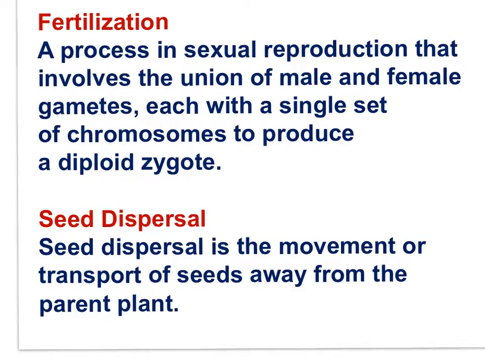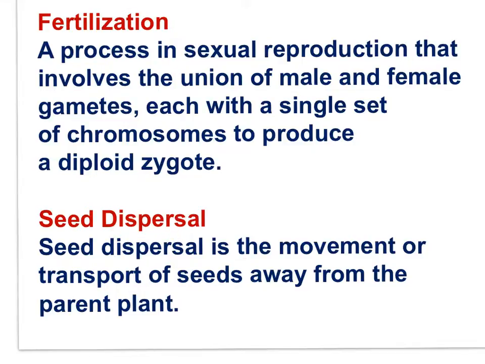So, fertilization is a process in sexual reproduction that involves the union of male and female gametes, each with a single set of chromosomes, to produce a diploid zygote. But once fertilization has occurred, the seed must be dispersed away from the mother plant. This is called seed dispersal.